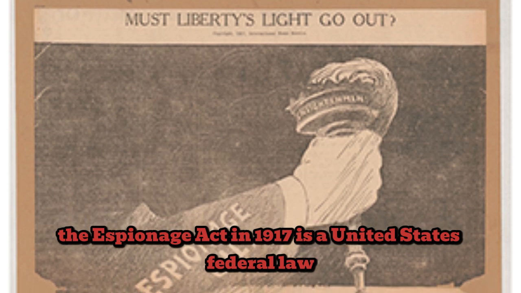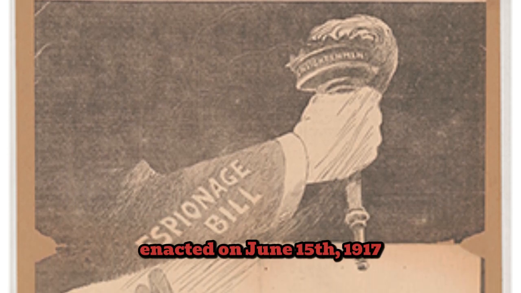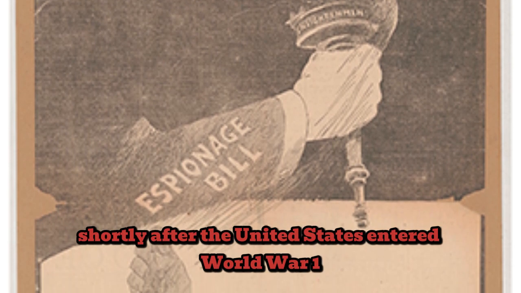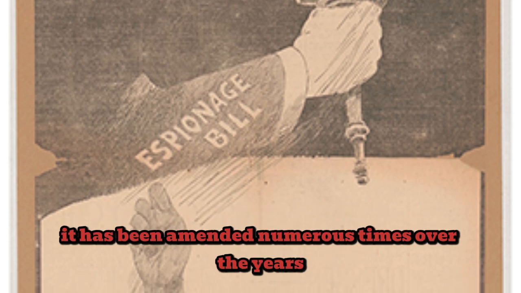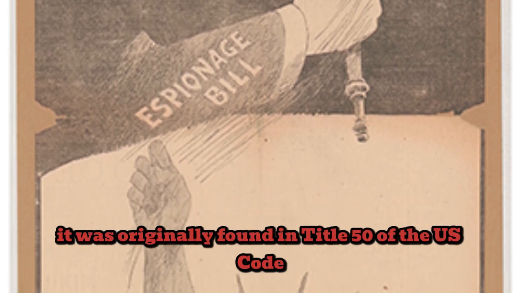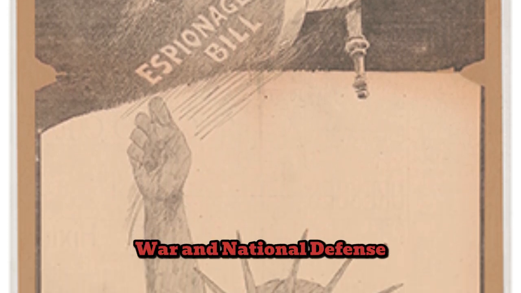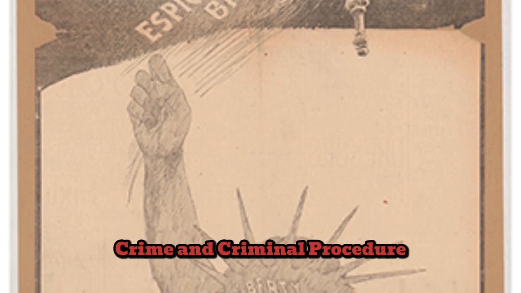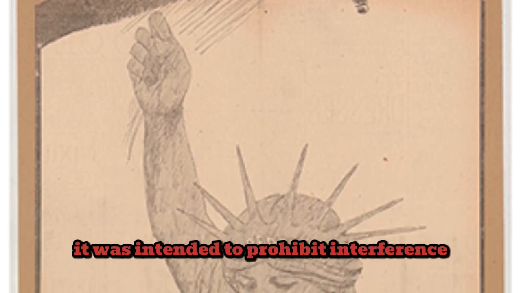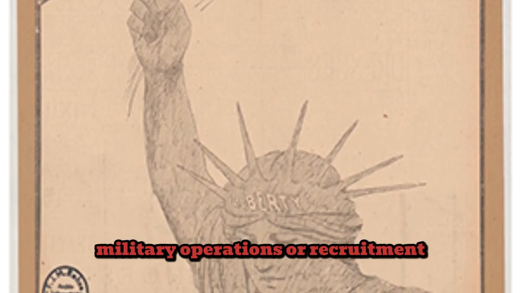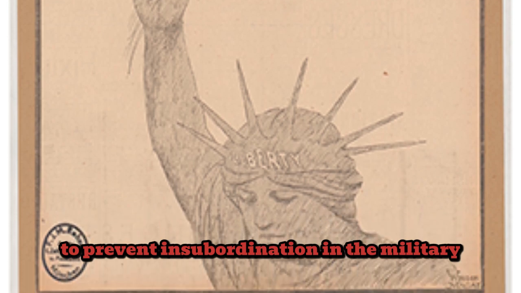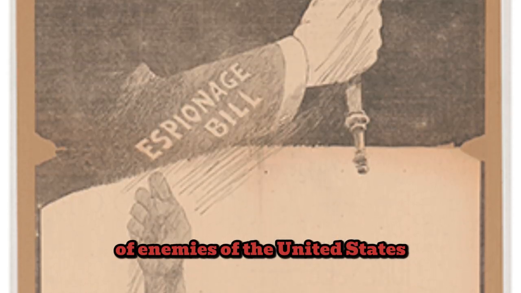The Espionage Act of 1917 is a United States federal law enacted on June 15, 1917, shortly after the United States entered World War I. It has been amended numerous times over the years. It was originally found in Title 50 of the U.S. Code, War and National Defense, but is now found under Title 18, Crime and Criminal Procedure. It was intended to prohibit interference with military operations or recruitment, to prevent insubordination in the military, and to prevent the support of enemies of the United States during wartime.